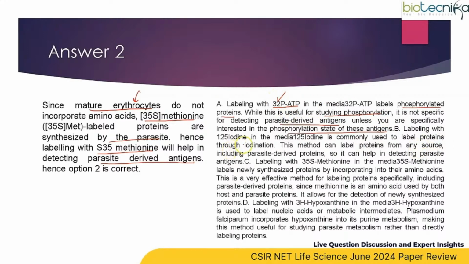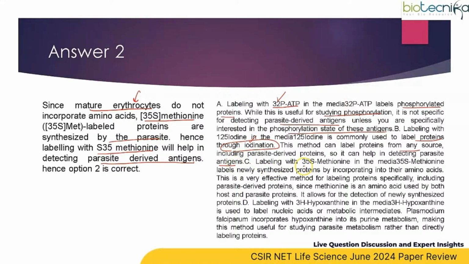B, labeling with iodine 125 in the medium is commonly used to label proteins through iodination. So it can label proteins from any source, including parasite-derived proteins. So it can help in detecting parasite antigens. But it has to label the proteins through iodination, and here there are no iodination events occurring, right? So B is not correct.